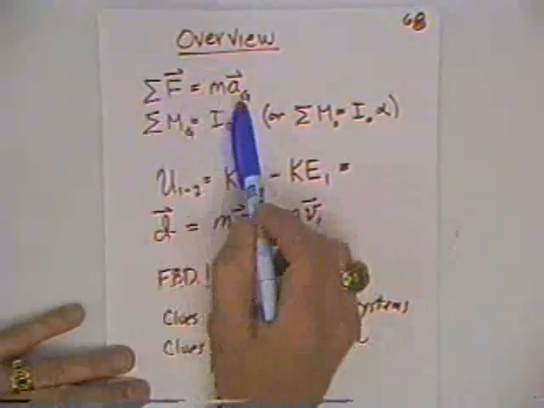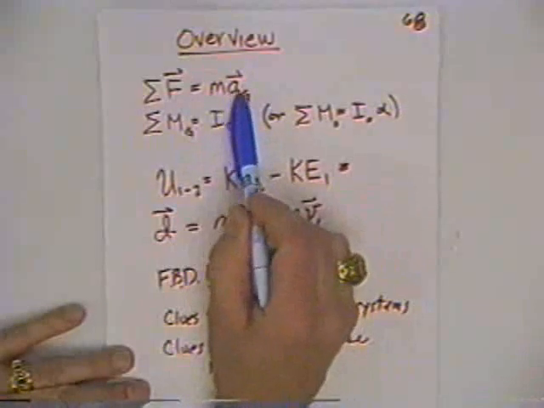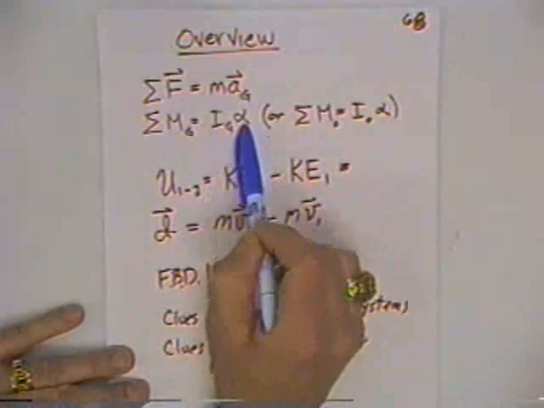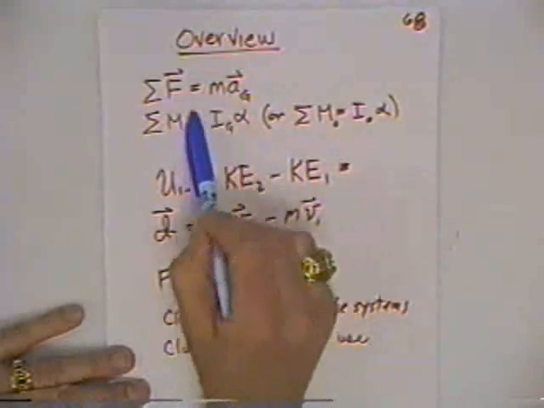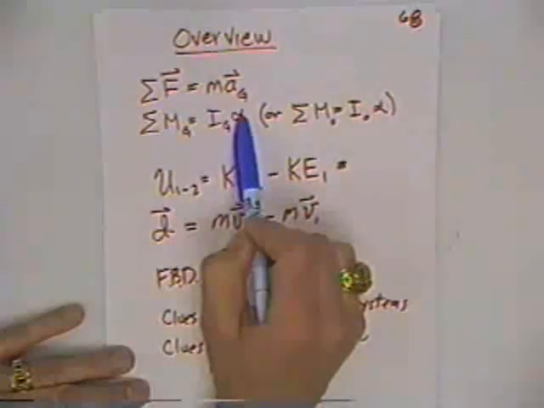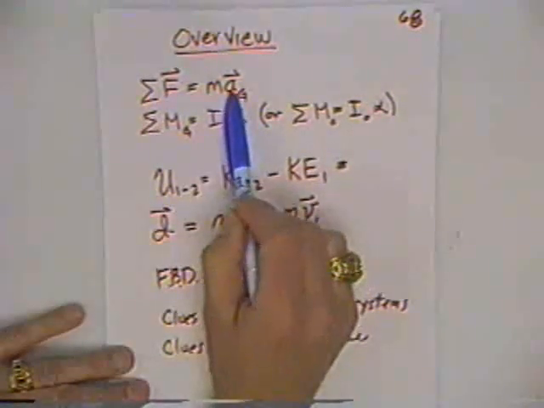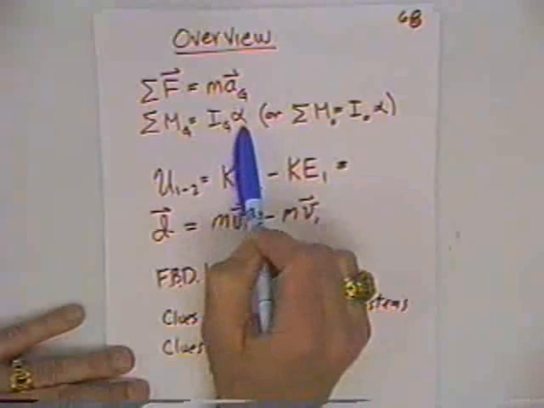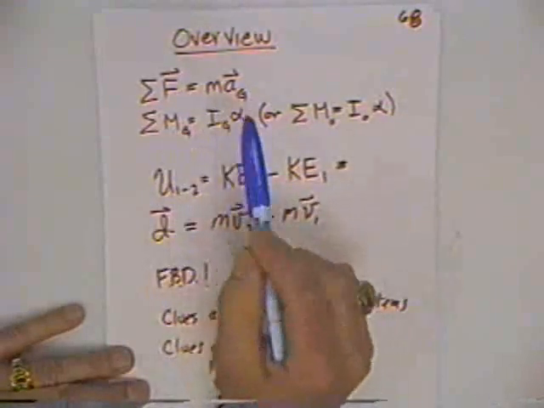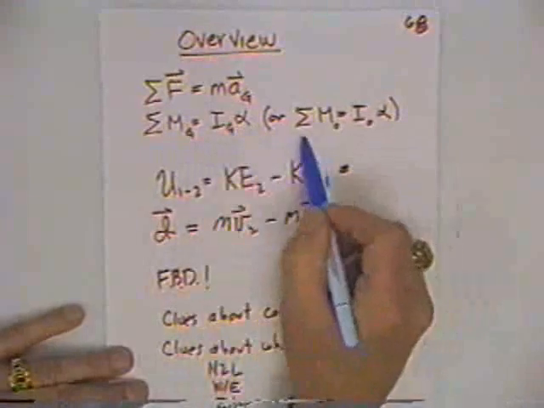How many unknowns do we have in these two equations? This one in 2 dimensions has an x and a y component, and this one has a z component. So there are 3 unknown acceleration terms. If you know all the forces, you can calculate the 3 unknown accelerations: ax, ay for point G, and alpha. And you know then from kinematics you can calculate the rest of the motion of the rigid body.